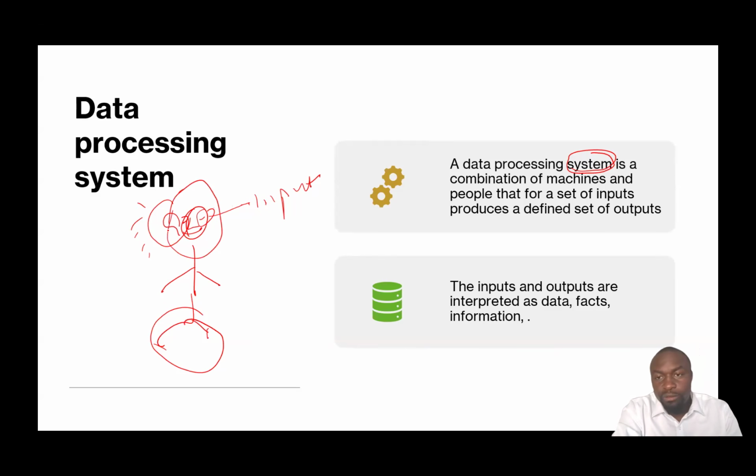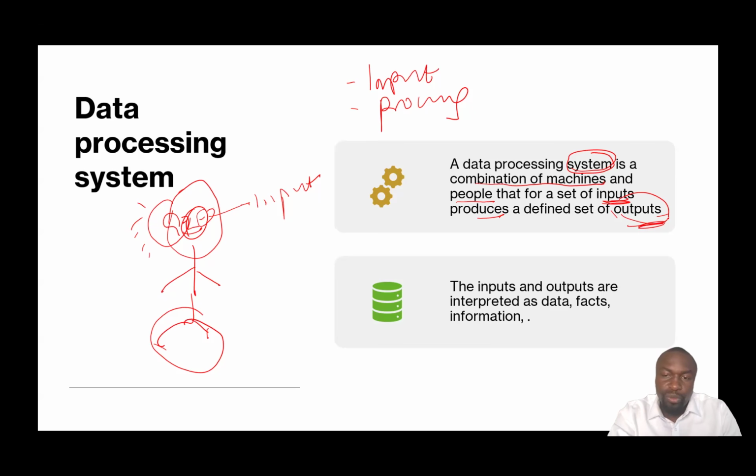Okay, so we are saying that data processing system is a combination of machines and people that for a set of input procedures, gives a defined set of output. So your output is dependent on your input and also the processing that is done. That is what is going to determine your output.